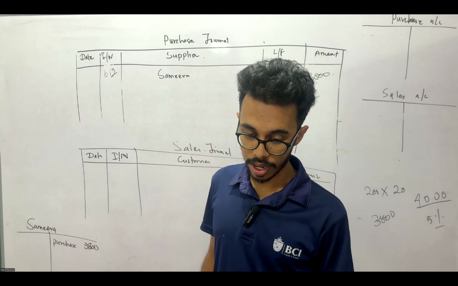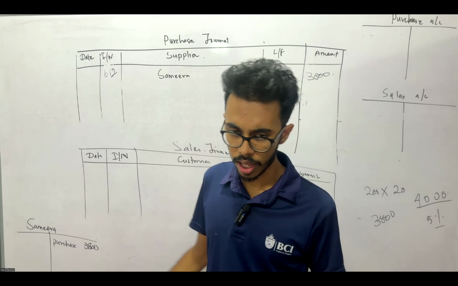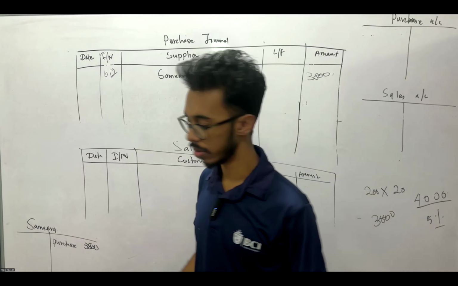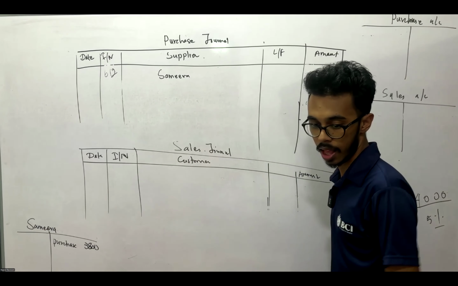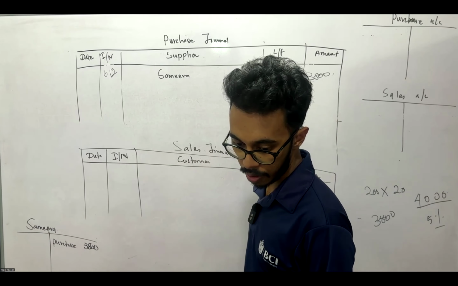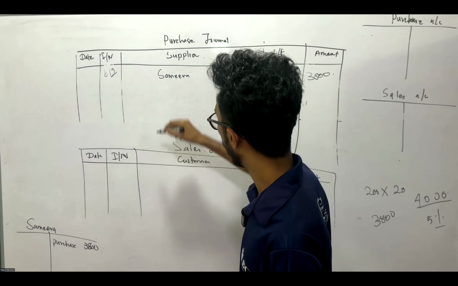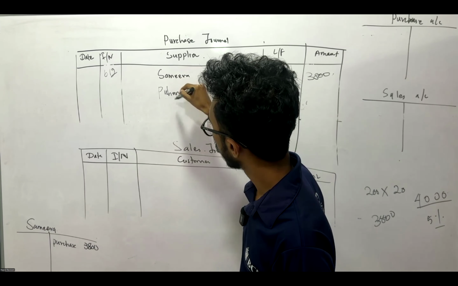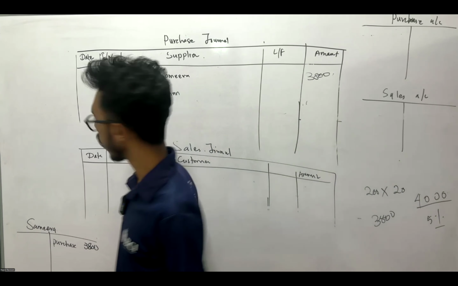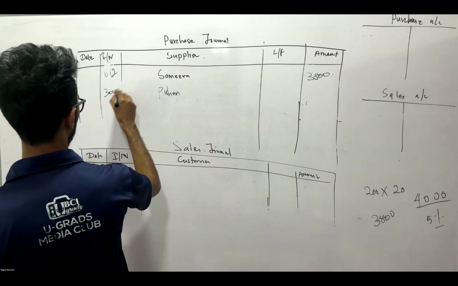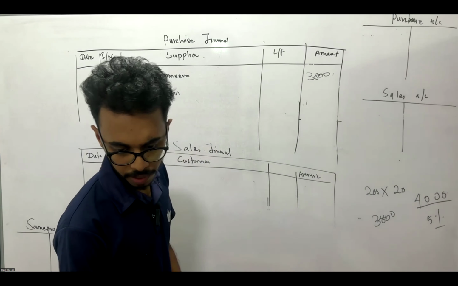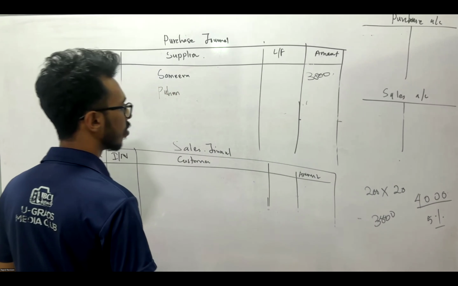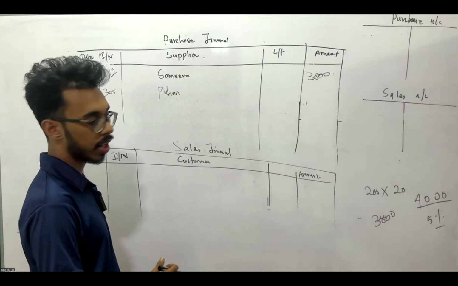Purchasing 20 eggs at rupees 15 each in cash. Cash transaction, so just leave the cash transaction aside. And then purchasing 100 boxes of matches from Pahan. Pahan is 305. It is 100 matches, each at 5 rupees, on credit. So that means rupees 500.